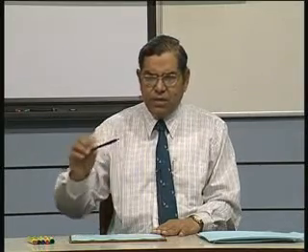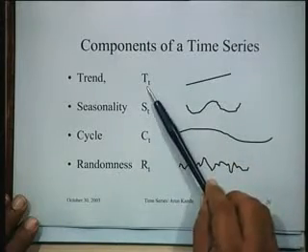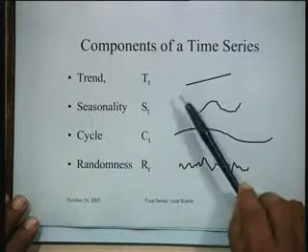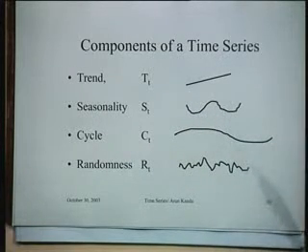What is actually assumed in a time series decomposition method is that every time series that you encounter has these components. It has a trend. So what is a trend? Generally it is trying to go up or go down. That's the trend component.